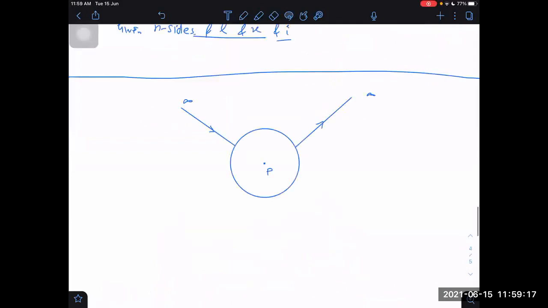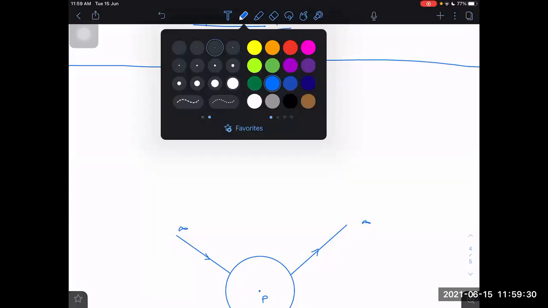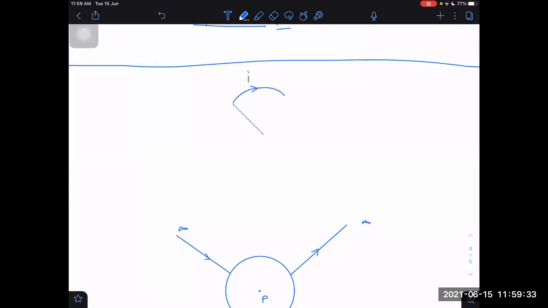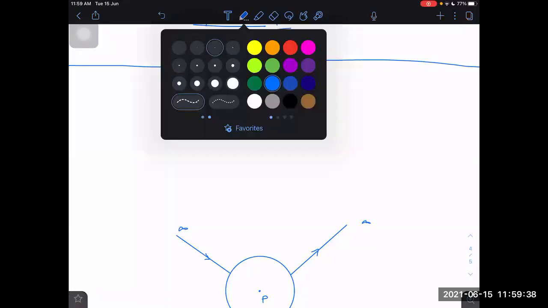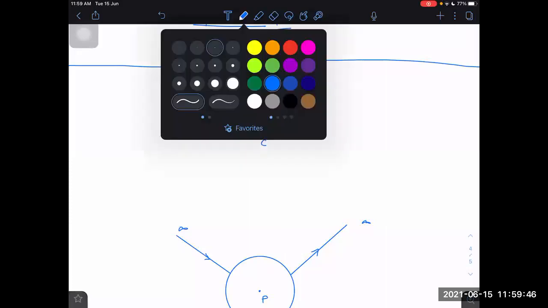Now let me take the case of an arc. What is the field due to an arc? Part of a circle, not a complete circle, just part of a circle carrying current I. What is the field due to this at the center? If I have to find this, then take a small element again and integrate.